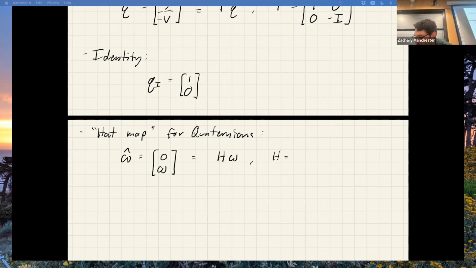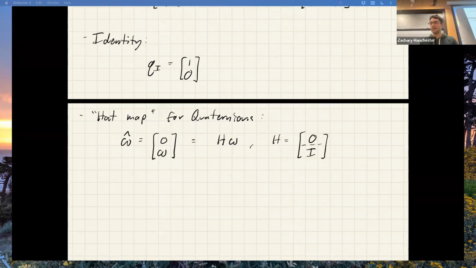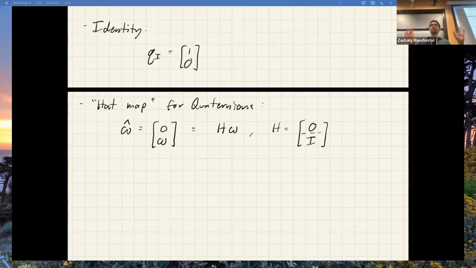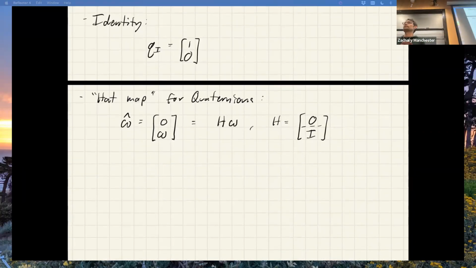And, not rocket science. It's just a bunch of zeros and then an identity. So all it's doing is lifting a 3-vector into a 4-vector with a 0 on top. Easy enough. Weird defining, making up matrices stuff is just so we can take Jacobians.